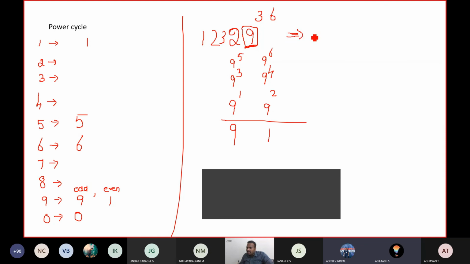Clear? So what will be the last digit here? 1. 1, because the power value is 36, which is even. So the last digit is 1.